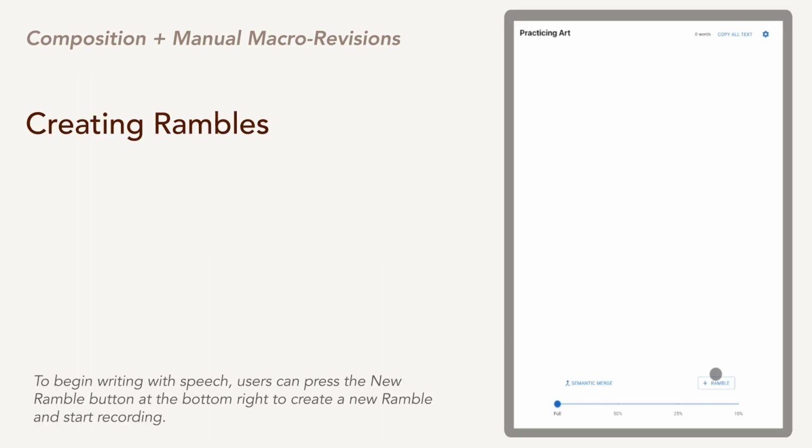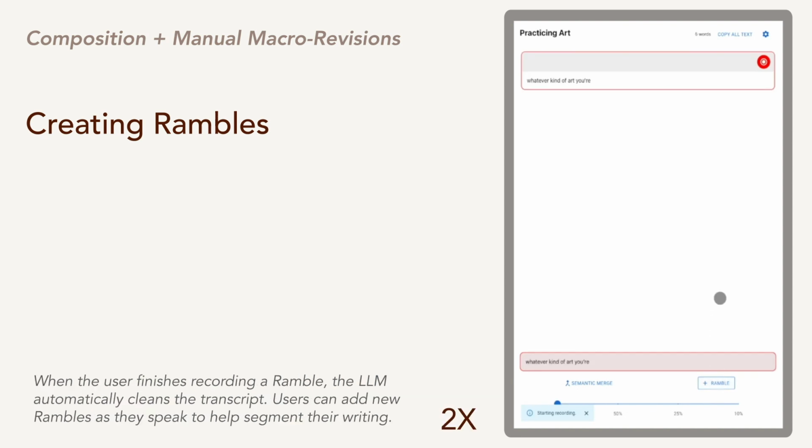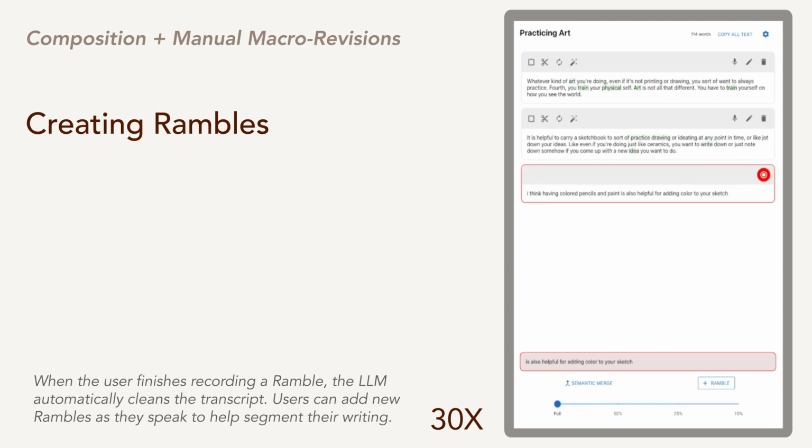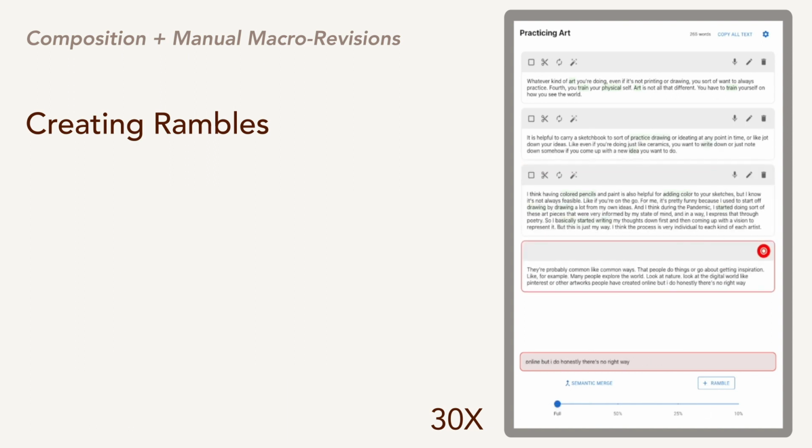To begin writing with speech, users can press the New Ramble button at the bottom right to create a new ramble and start recording. When the user finishes recording a ramble, the LLM automatically cleans the transcript. Users can add new rambles as they speak to help segment their writing.